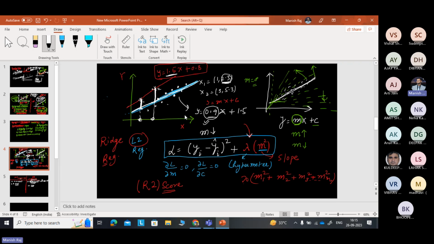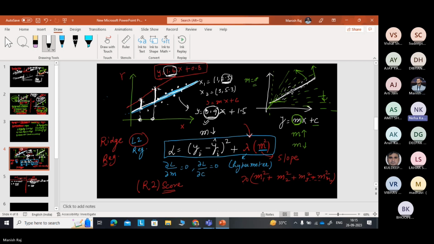Every time the R2 score will increase, the loss will decrease. And you can take the intuition that the m value is decreasing. Most of the time you will see the m value, the slope value, is decreasing, or will be decreased. Clear this point, everyone? So this is the main intuition.